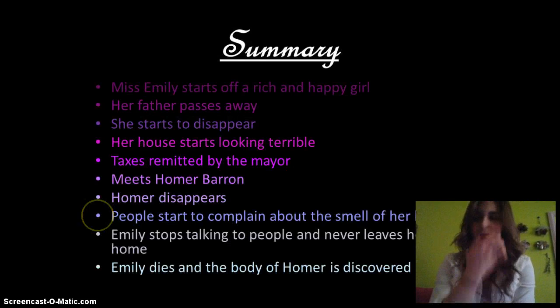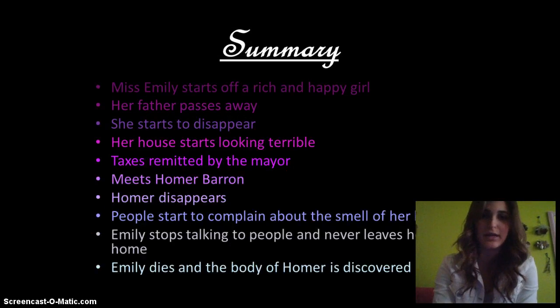Alright, and so the summary. It starts off with Miss Emily, and she's rich, happy, she's got a crazy personality that a bunch of people are in love with. And then it all starts, her first tragedy is when her father passes away. And once her father passes away, she goes into this depression, which is where she starts to disappear. And by disappear, I don't mean nobody sees her, but she locks herself in her house, and she just doesn't come out. She doesn't really speak to anyone.